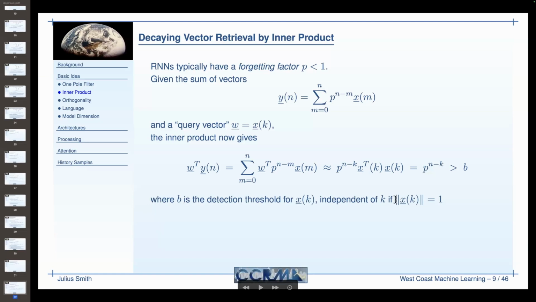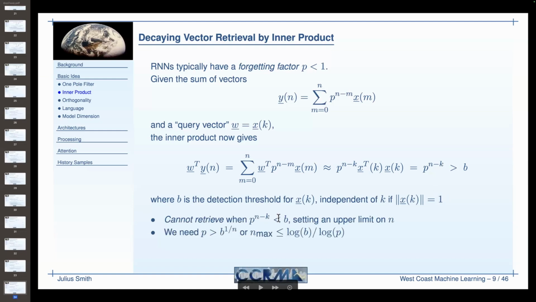Okay, so B is the detection threshold, and it's independent of k if we have a normalized vector. And so we see that we have to watch out. It'll decay below the bias and not fire. And so it sets an upper limit on n. If you want to have a particular forgetting factor, then you get a bias to the 1 over n as your bound. But it's not a bad one. I'll show you some examples. And so you can say that the maximum time that you can look back is the log of the bias divided by the log of the forgetting factor. And that's just solving this inequality, taking the log of both sides. So I thought that was interesting to look at.